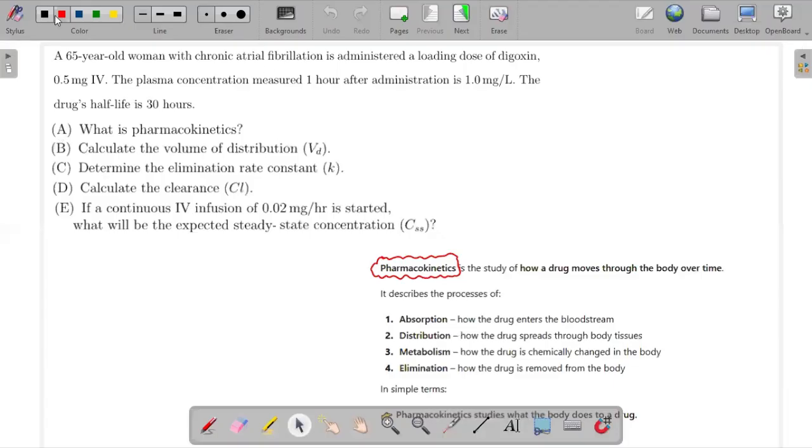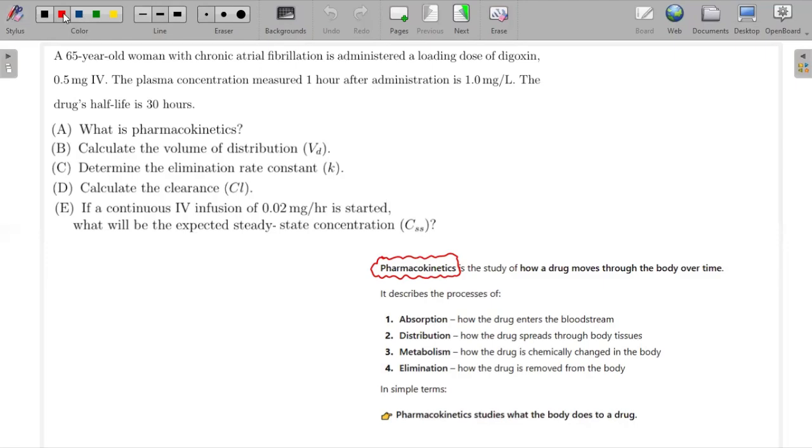Okay, so let's start. So the question says, a 65-year-old woman with chronic atrial fibrillation is administered a loading dose of digoxin of 0.5 milligrams IV. The plasma concentration measured 1 hour after administration is 1.0 milligrams per liter. The drug's half-life is 30 hours.